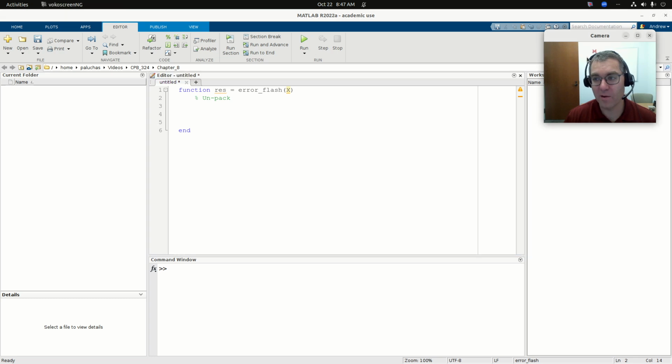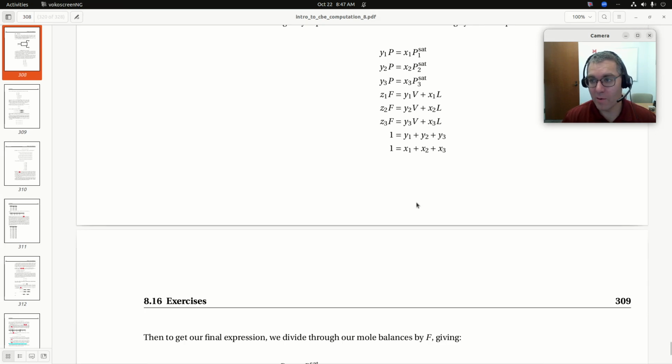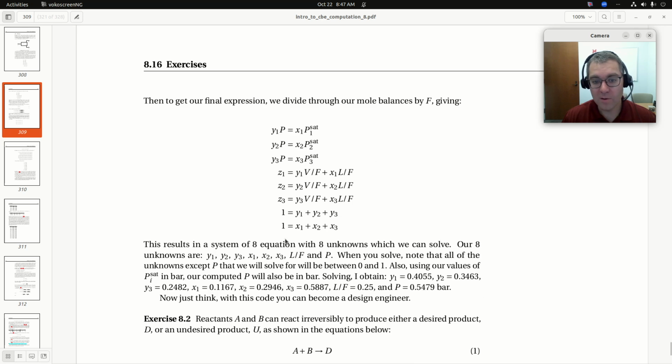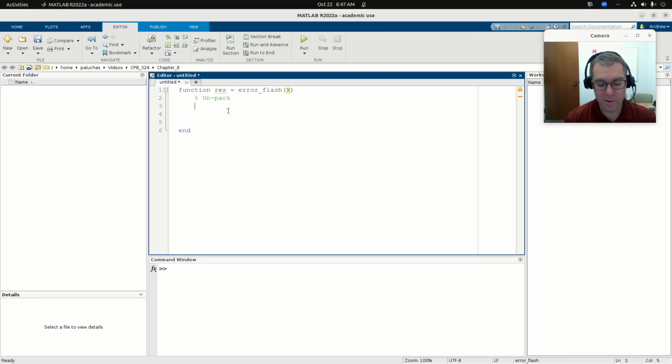Right? And what I mean by final equation is my equations as I have them written out here in my system of equations. The unknowns I'm trying to solve for are my y's, my x's, my fraction of remaining liquid, and my pressure. When I unpack, if I just keep it in that order, y1 is going to be the first element of big X.